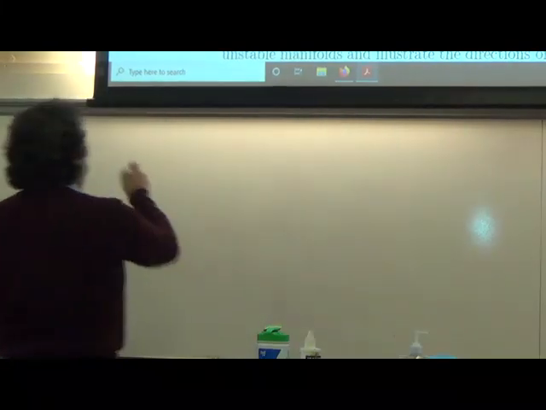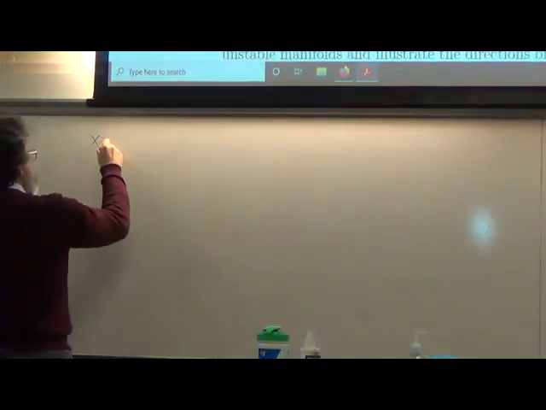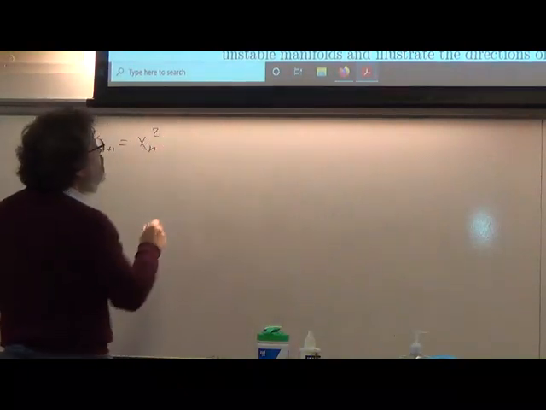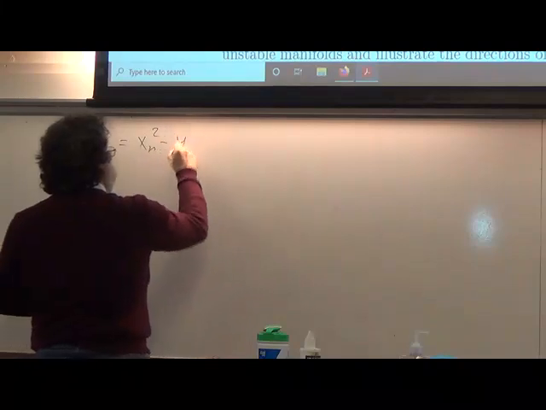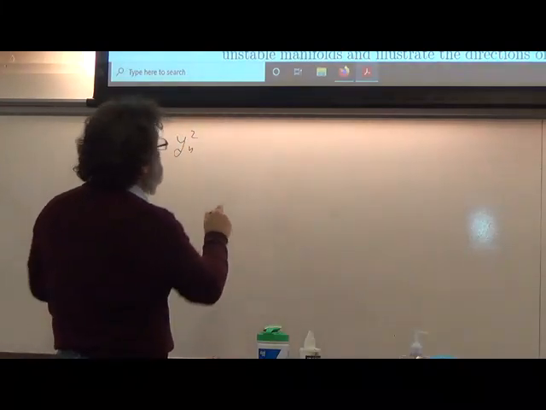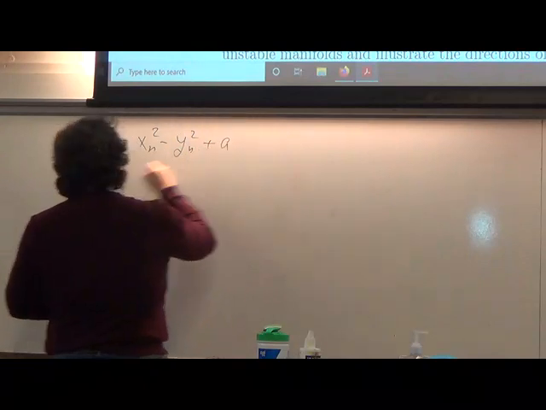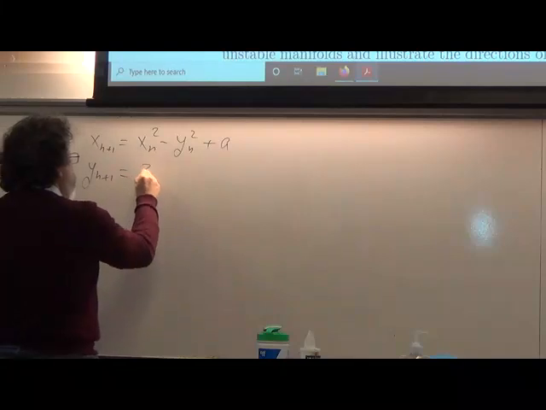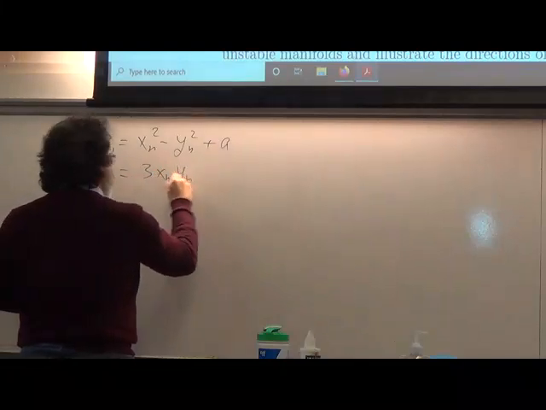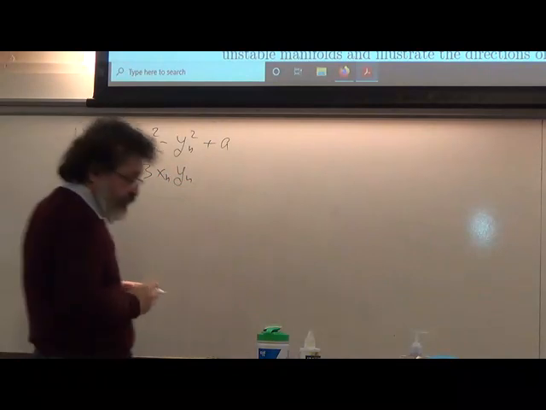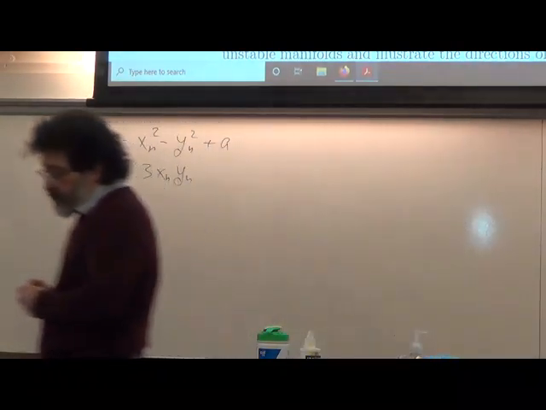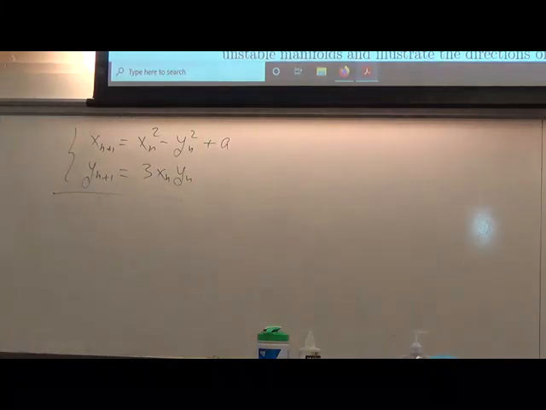Two-dimensional map: x_{n+1} equals x_n squared minus y_n squared plus parameter b, and y_{n+1} equals 3 x_n. So we have a two-dimensional map, and there are two problems stated. The same problems will be, I think, the first problem in homework 4.